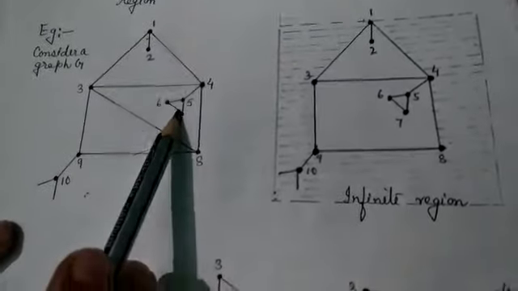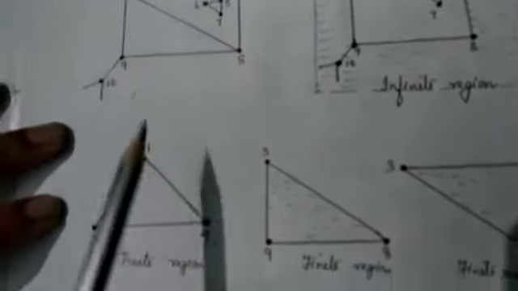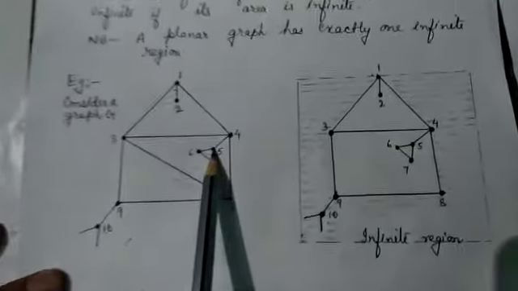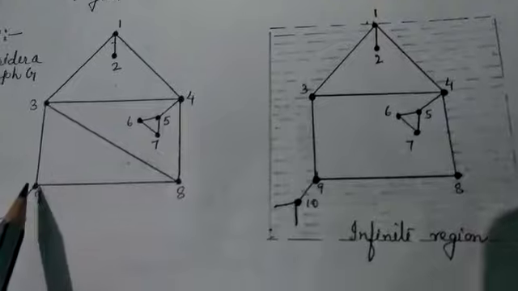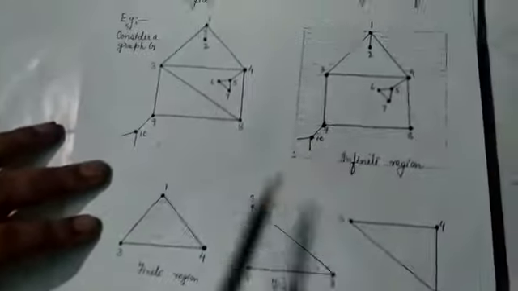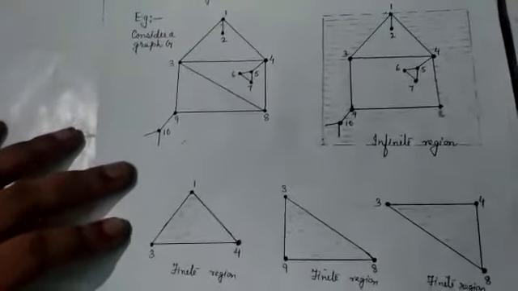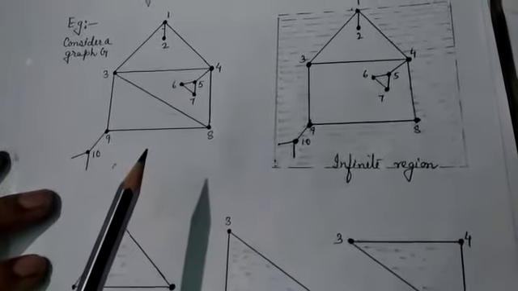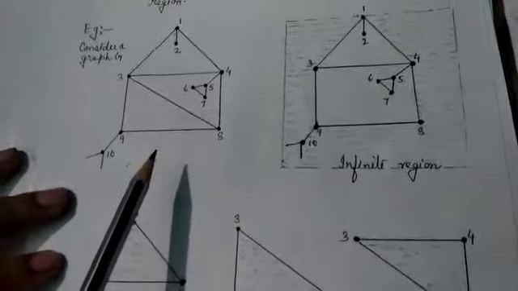And the finite regions are how many? This is 1, 3, 4. This is the first part, 3, 4, 8 is the second part, the smaller one, 5, 6, 7, and the fourth one will be 3, 9, 8. So here the finite regions are 1, 2, 3 and 4. So the total number of regions, finite and infinite, of this graph is 1, 2, 3, 4 and 5. So here we have seen that a planar graph has exactly one infinite region.